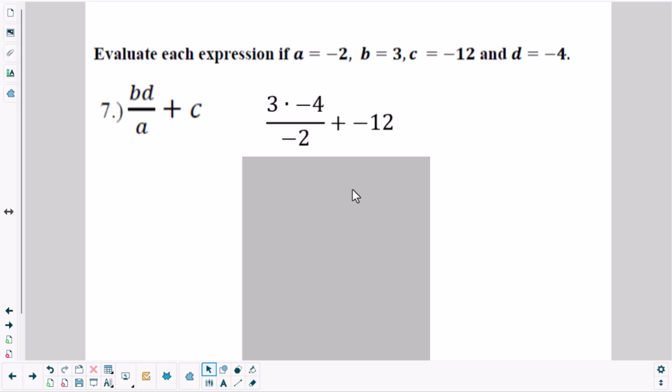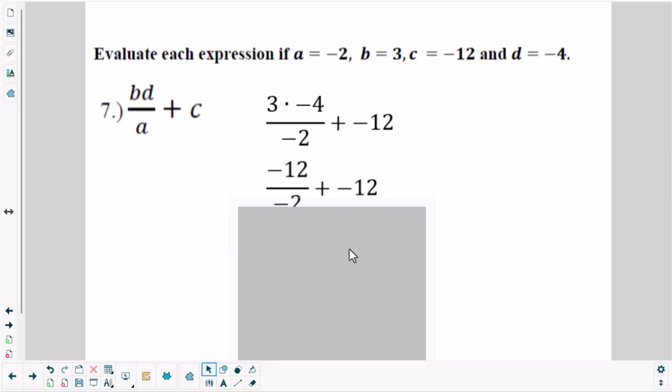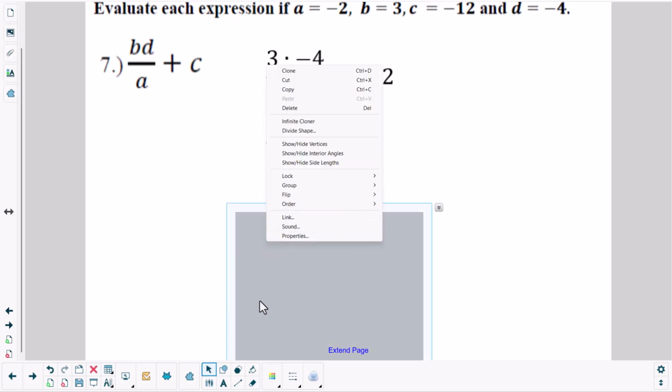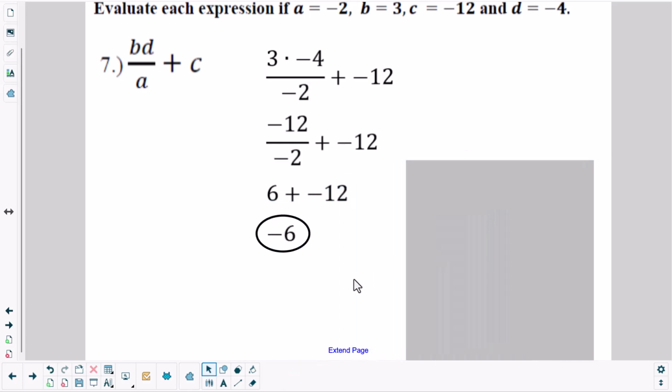Start with that fraction. 3 times negative 4 is going to get us negative 12. We have negative 12 over negative 2 plus negative 12. Negative 12 divided by negative 2 is positive 6. 6 plus negative 12, since the signs are different, will subtract. 12 minus 6 is 6. Negative 12 has a greater absolute value, though, so our answer will be negative 6.